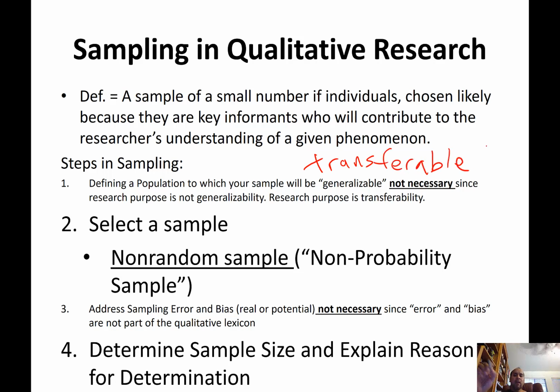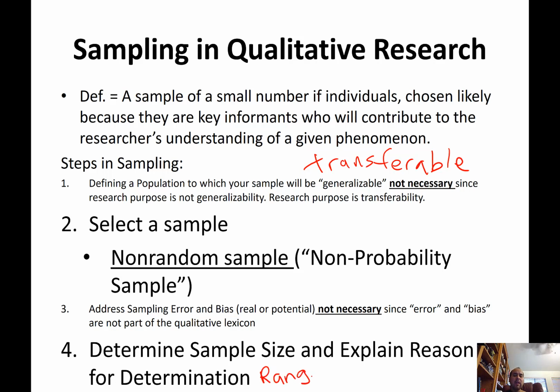So after that, you select a sample, usually a non-random sample. You address any sampling error and bias, and we'll talk about this a little bit later. And then we also determine the size and explain the reason for that determination. One term that we use a lot to say, hey, usually there's not a set number unless you have quota sampling. Usually there's a range.